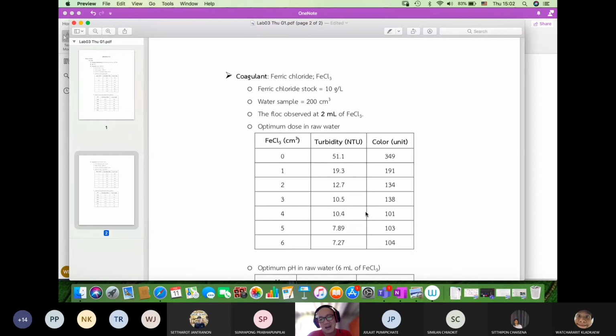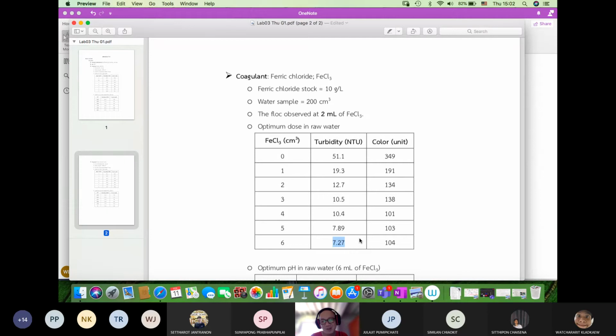But here we just focus only on the turbidities. We are not focusing on the color. Okay. So even the smallest one is still higher than 5 NTU. So if you are working in the labs, I would recommend you to conduct the entire jar test experiments again, because you are not getting less than 5 NTU.